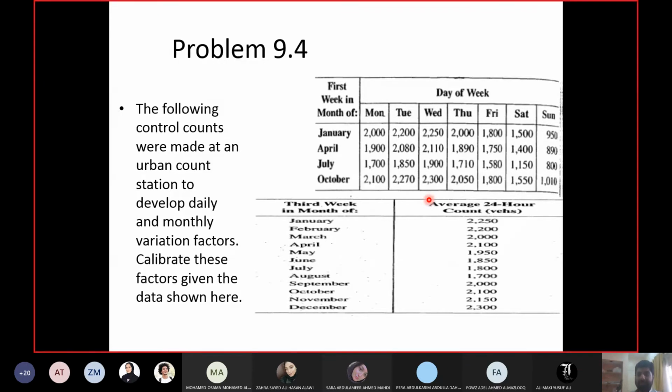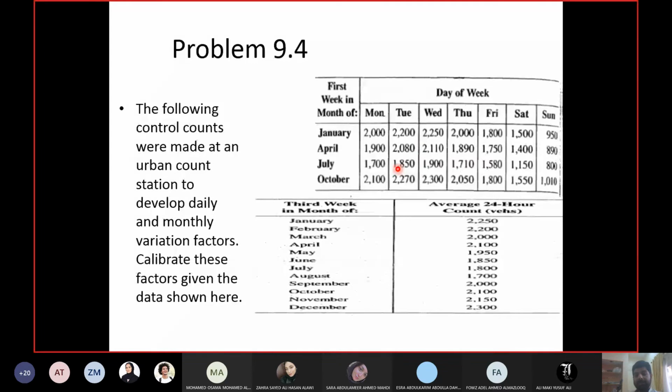So you have 7 days taken in 4 months. 7 into 4 is 28. So in the first table, you have data from 28 days. In the second table, I have the data which is taken in 12 months, and in each month the data was taken for the entire week. So 1 week means 7 days again.